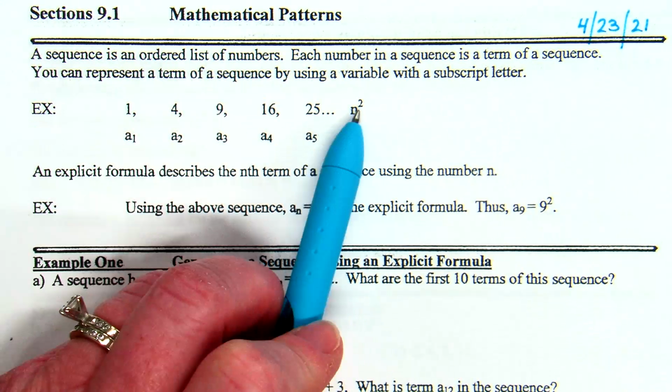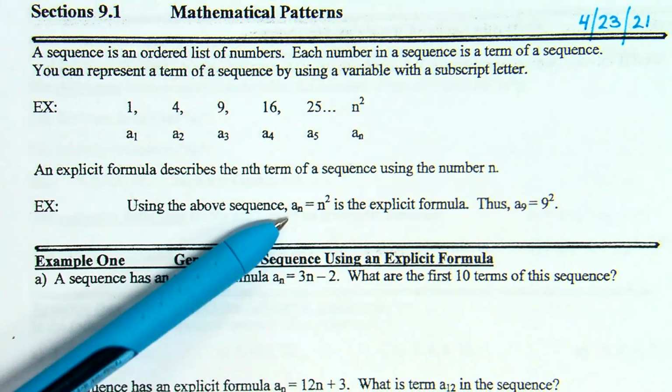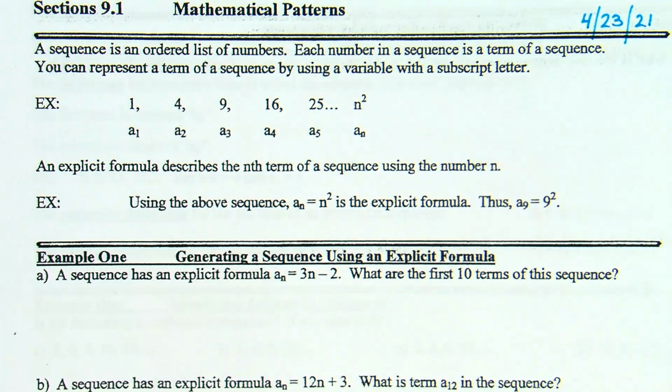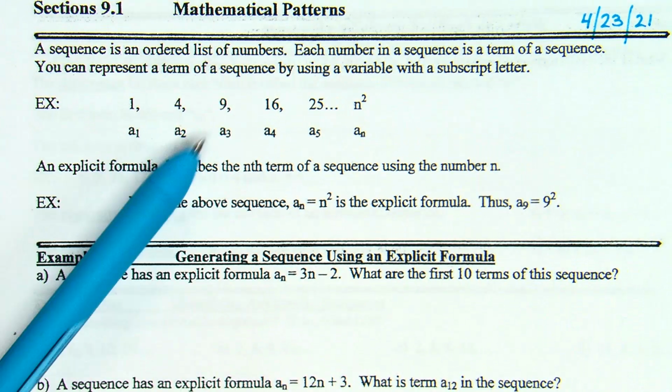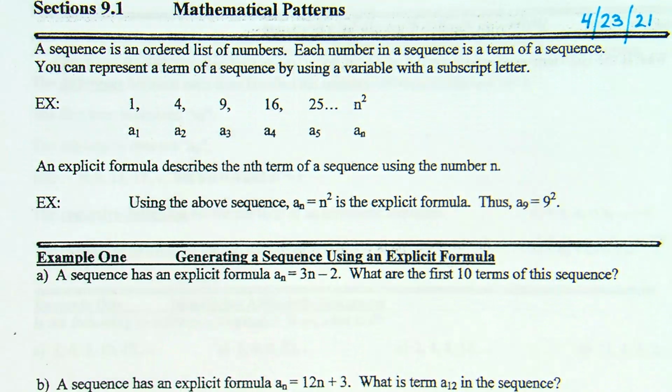Now, specifically, we're going to start off talking about an explicit formula. An explicit formula describes the nth term of a sequence using the number n. So, for instance, using the above sequence, what are we always doing here? Can you guys see that pattern? Okay, so I've heard adding odds. Do you guys see the adding odds? Plus 3, plus 5, plus 7, plus 9. Or, what do you guys mean, squares?